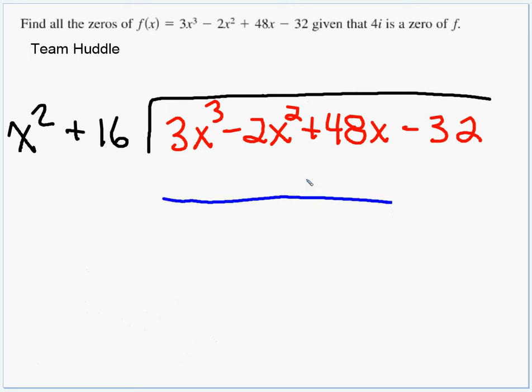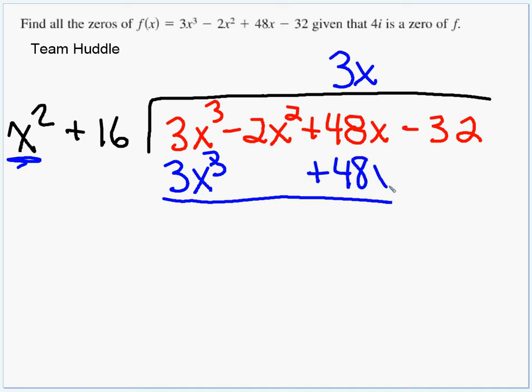So we want to get rid of this 3x cubed. So we want to multiply and get a 3x cubed right under it. That's a cube. And we've got an x squared to multiply by. So we're going to need a 3, and we're going to need an x. And I'm going to put that right over this 48x. So 3x times x squared is our 3x cubed, and then we have 3x times 16, that's 48x. And I'm putting that right under the other 48x. I could have put a placeholder in here, a 0x to the first, and I would have multiplied and had a 0x squared here.